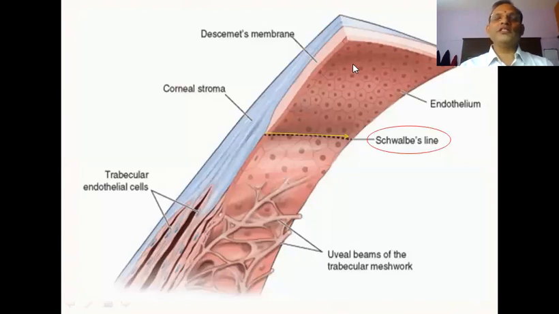In this picture again, in this cross section, you can see this is the Descemet's membrane. This Descemet's membrane is terminating here. From here, the Schwalbe's line starts. This Schwalbe's line forms the anterior border of the angle. This is the first structure to be seen anteriorly in the anterior chamber angle on gonioscopy.